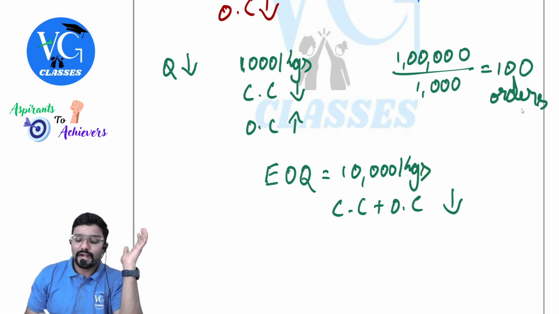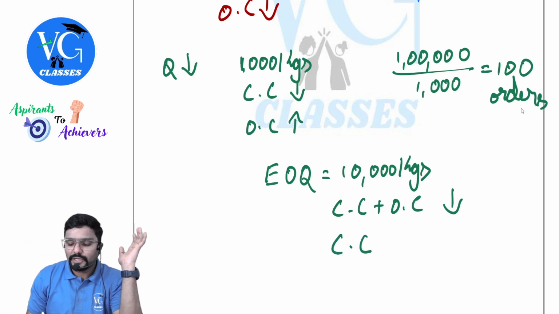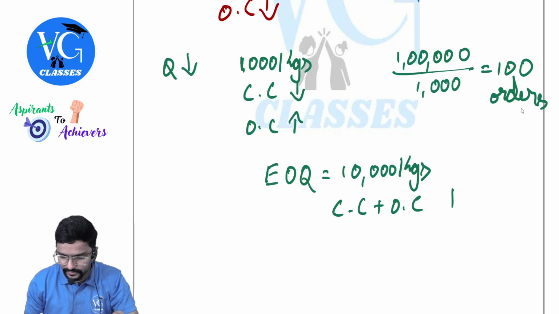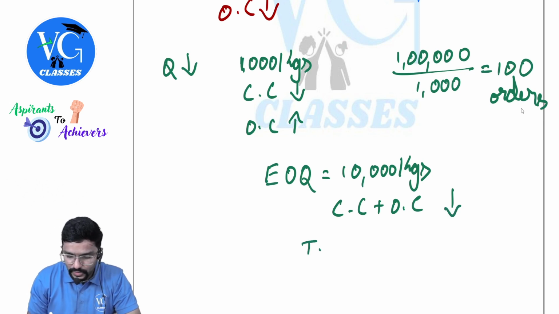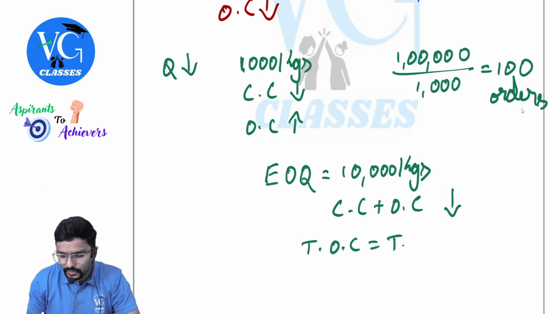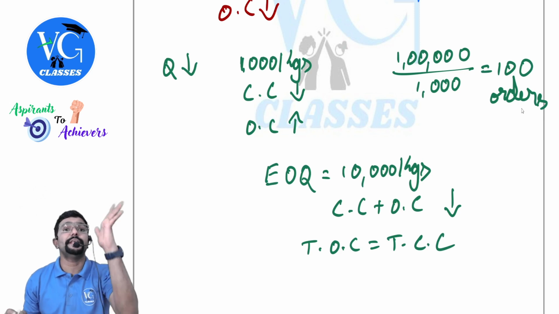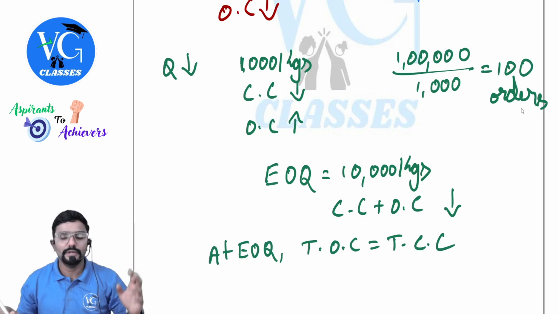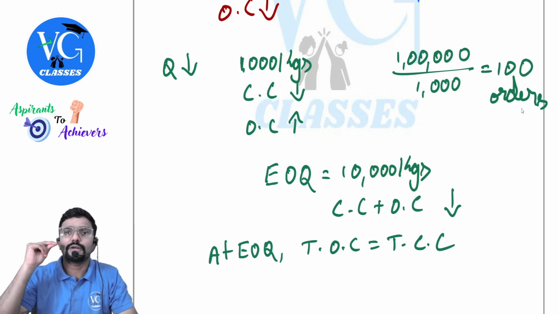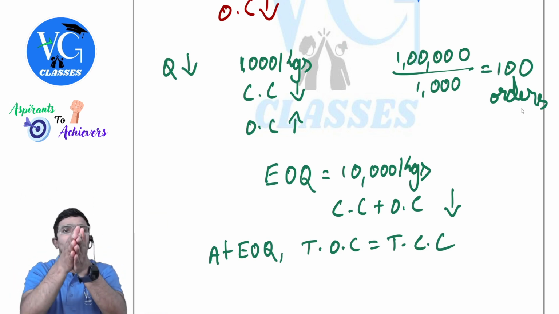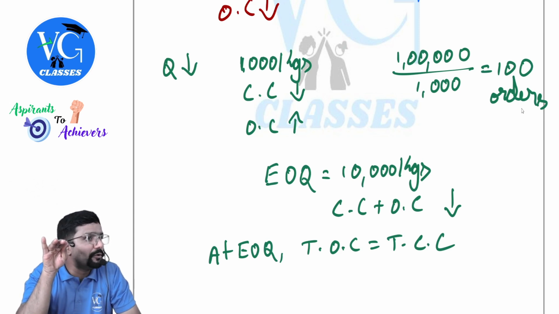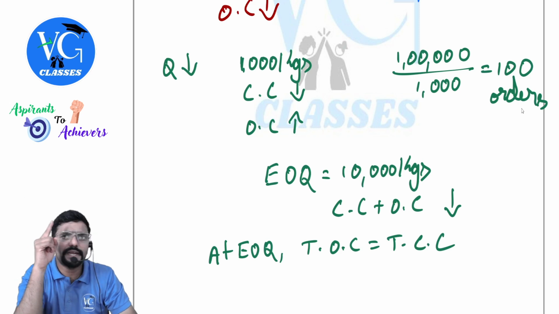Clear? Yes, sir. And at EOQ, carrying cost will be equal to ordering cost. Means I can tell it as total. Let me use the word: this would be minimum. And total ordering cost will be equal to total carrying cost at EOQ. At EOQ, guys, total ordering cost will be equal to total carrying cost, whereas if I add up both at the EOQ point, it would be minimum. Hope you guys are getting it.